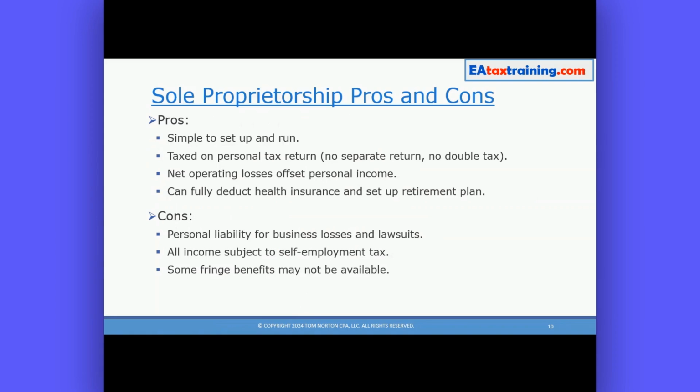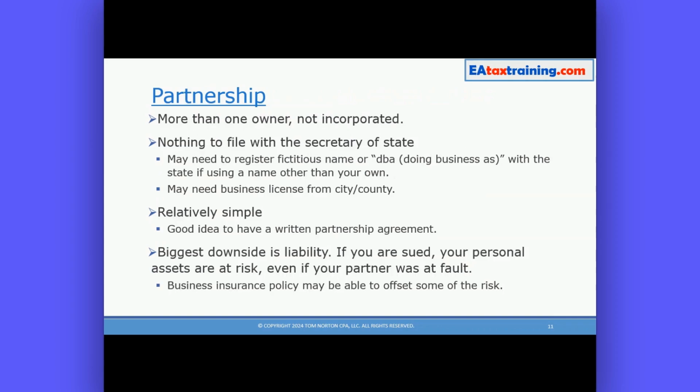The cons of a sole proprietorship are, again, the personal liability that you have. All of the income that you have up to the annual limit is subject to self-employment tax. And there are some fringe benefits that you may not be able to get with the sole proprietorship that you could get, for example, with a corporation.